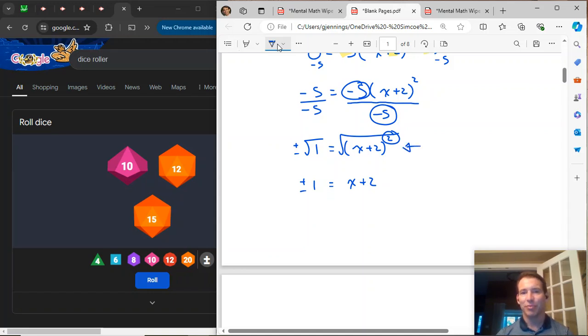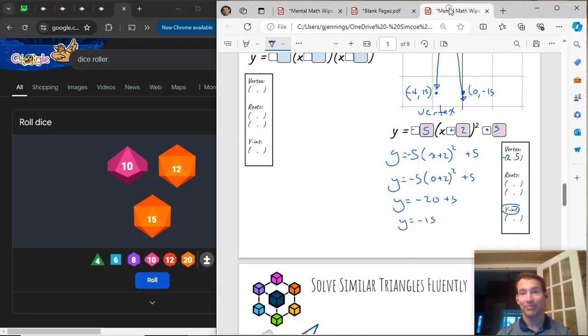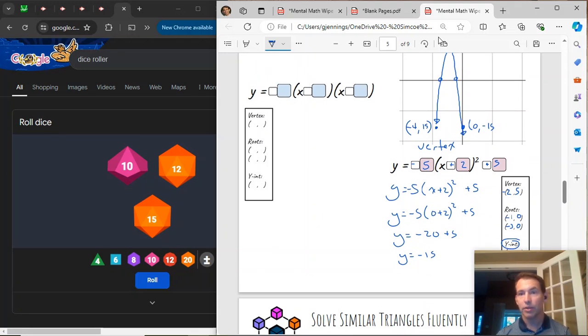So plus or minus 1 is equal to x plus 2. Now subtract 2 from both sides and you'll get negative 2 plus or minus 1 is equal to x. Well, that means x is equal to, if it's plus, negative 2 plus 1 is negative 1, or if it's minus, then that would be minus 3. And these are the two roots. Turns out this is a factorable quadratic. Yeah, we're over here. So then our y-intercept here, we have roots are minus 1, 0, and minus 3, 0. Very cool. So we can label those.